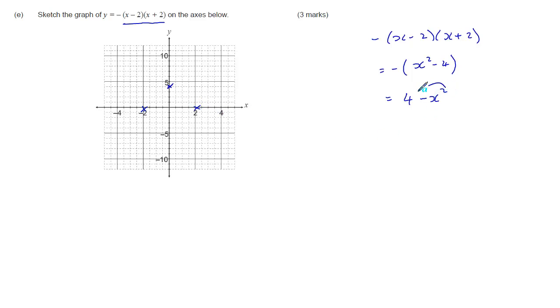And the fact this is a negative x squared tells us we've got a sad curve, so it's going to look something like this.